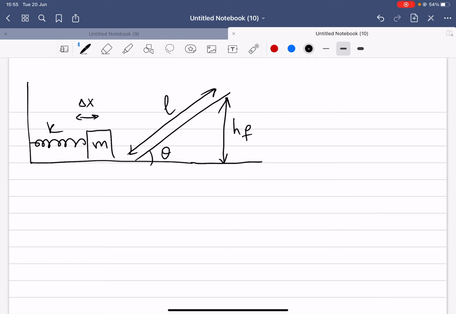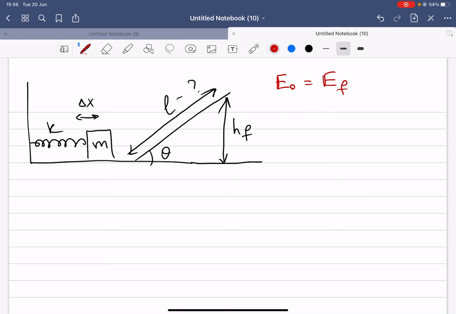Okay, what else is given? So basically we have to find L. In order to find the solution of this problem, we have to use the conservation of energy, which states that energy initial is equal to the energy final. Now, what kind of initial energies do we have?